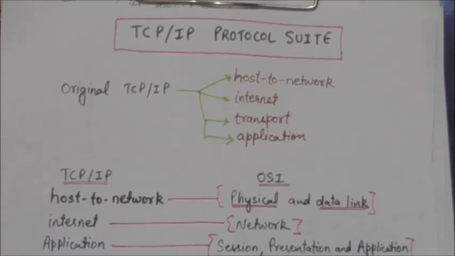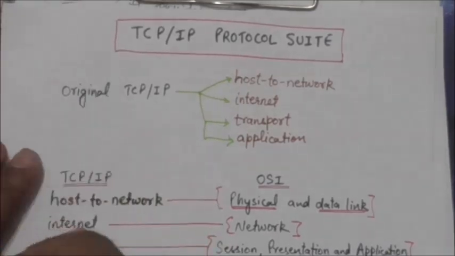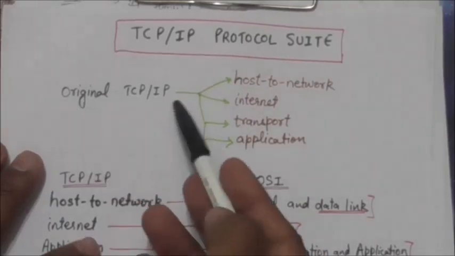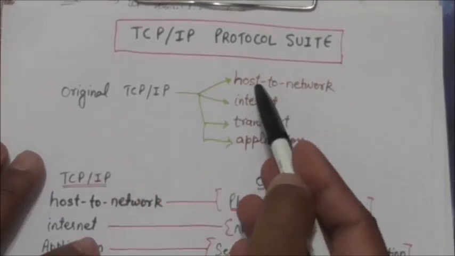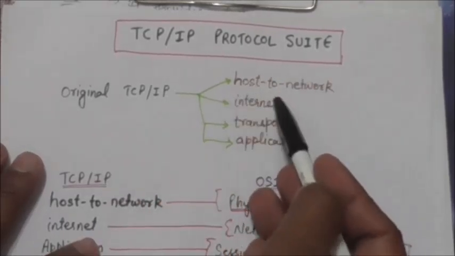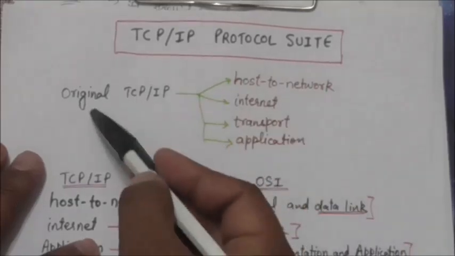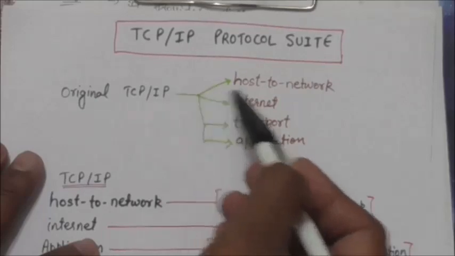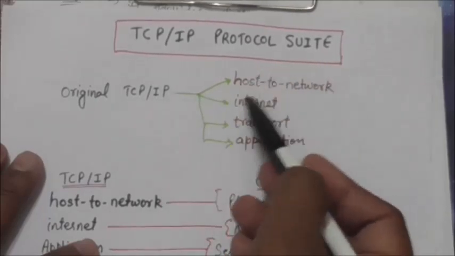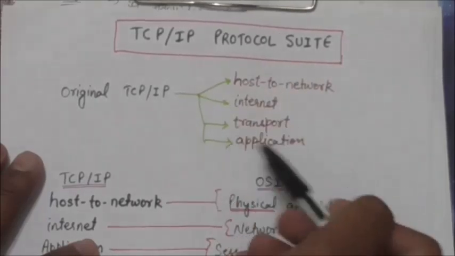The TCP/IP protocol suite was developed before the OSI model. The original TCP/IP protocol suite had only 4 layers: host to network layer, internet layer, transport layer and application layer.